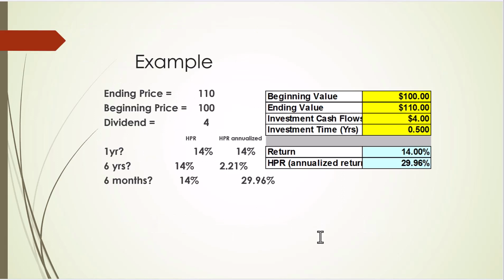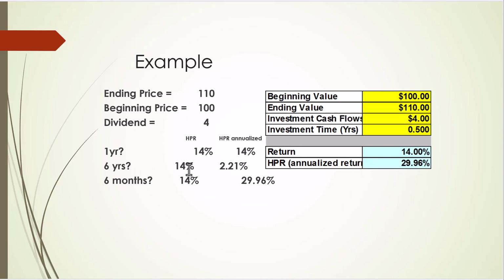So let's see how this works. We have a beginning price of 100, an ending price of 110, and there's $4 paid in dividends. So if you calculate the return, that's 14%. However, the holding period return represents the annualized return, or more commonly talked about as the effective annual return. So when we calculate this, if we had a 1-year time frame, the return and the holding period return would be equal. That'd be 14%.